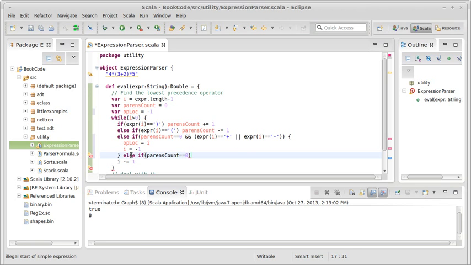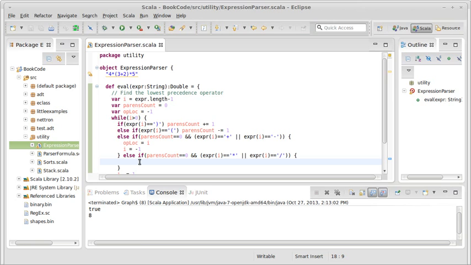Else if, well, we have something that's similar here. Parens count is 0, and let's just copy this. Except it's not for plus and minus. Now it is for multiply and divide. Okay. We'll start with this, see if we need to add something to it. If we're not in parentheses and we see a multiply or divide, well, we have now found an operator. So we're going to remember it.